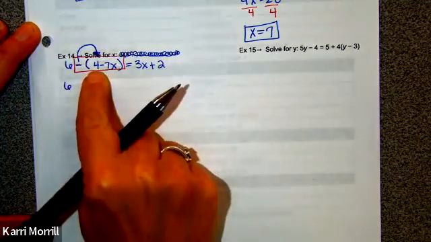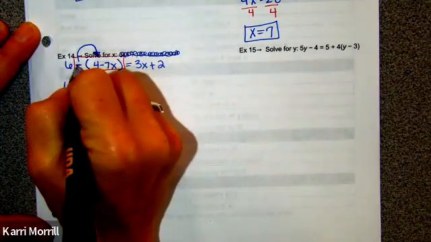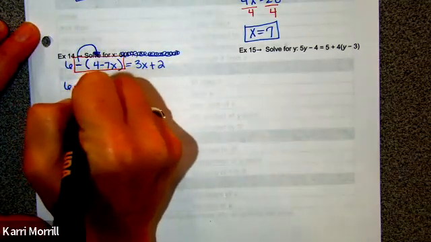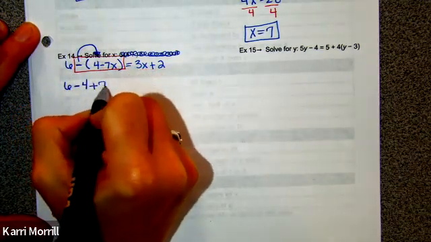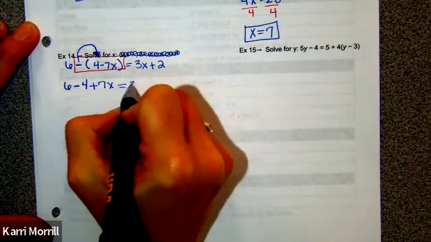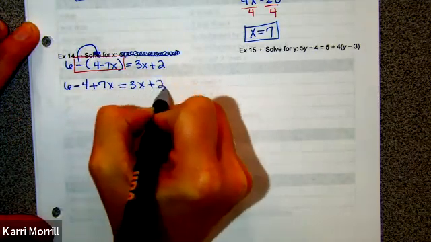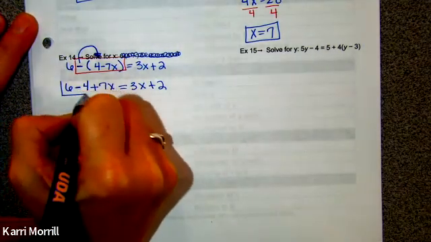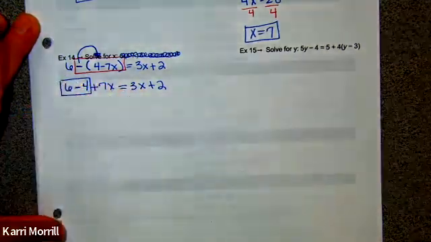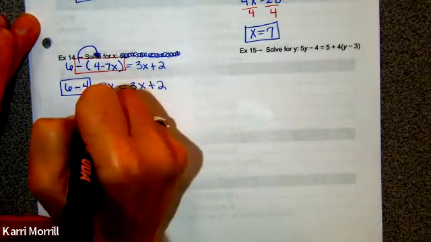It's going to change these signs to the opposite. A negative times a positive would make that a -4. A negative times a negative would make that a positive 7x. See how those signs became just the opposite of what they were when they were inside the parentheses. Now we have some like terms there on the left that we need to clean up before we move anything around. We have 6 minus 4. So that's 2.